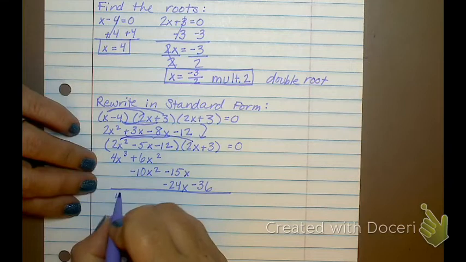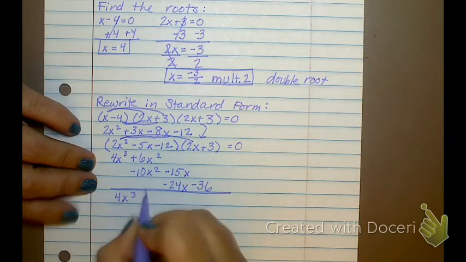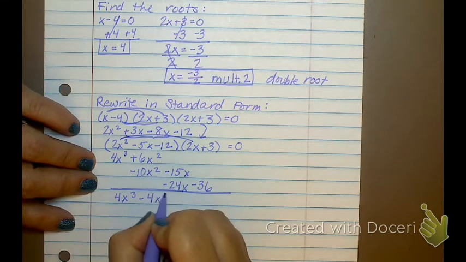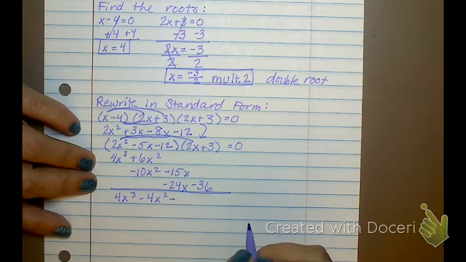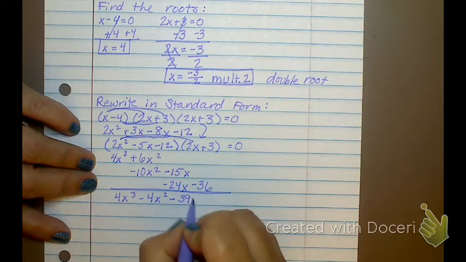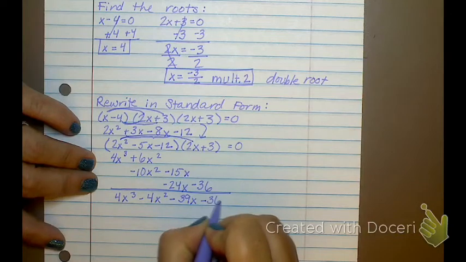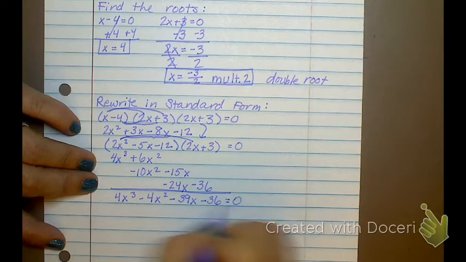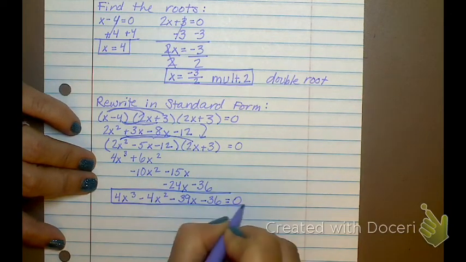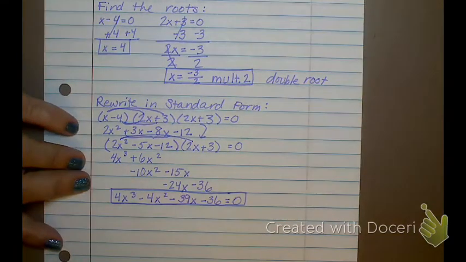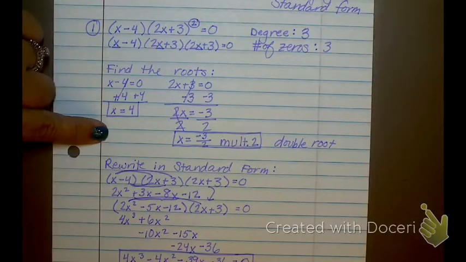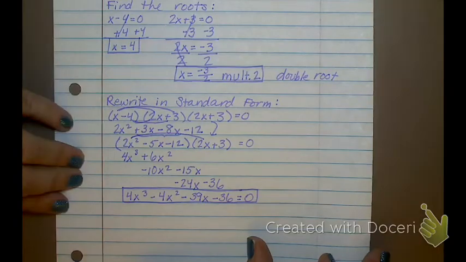So let's see what I've got. I've got 4x cubed minus 4x squared minus 39x minus 36 equals 0. There we are in standard form. So two different parts of the question. Find your zeros, rewrite in standard form. Neither part should be very difficult. Yeah? Okay, next example.